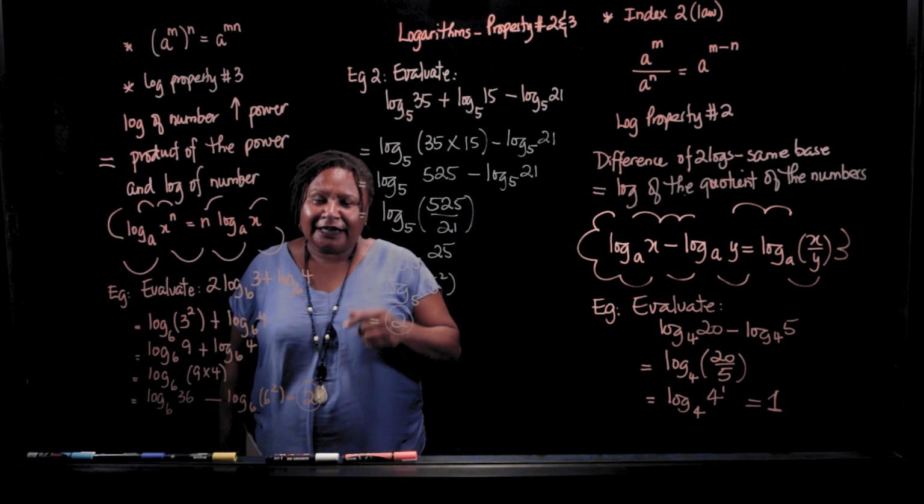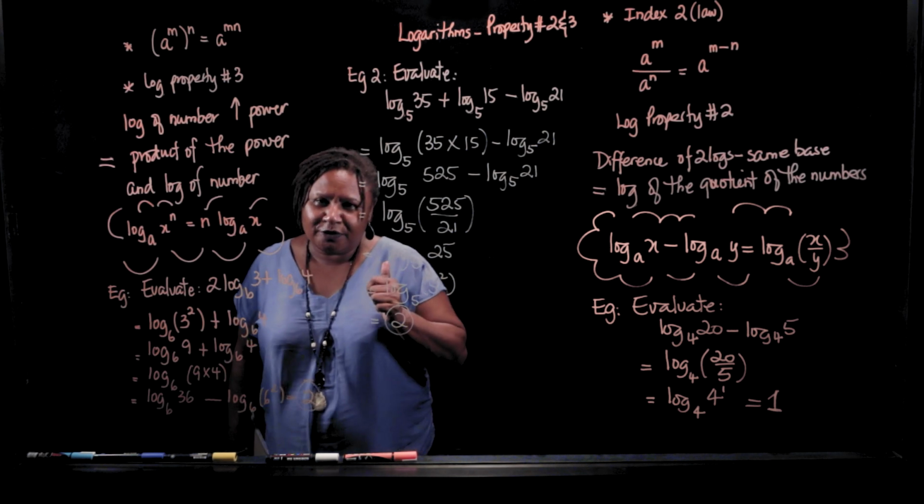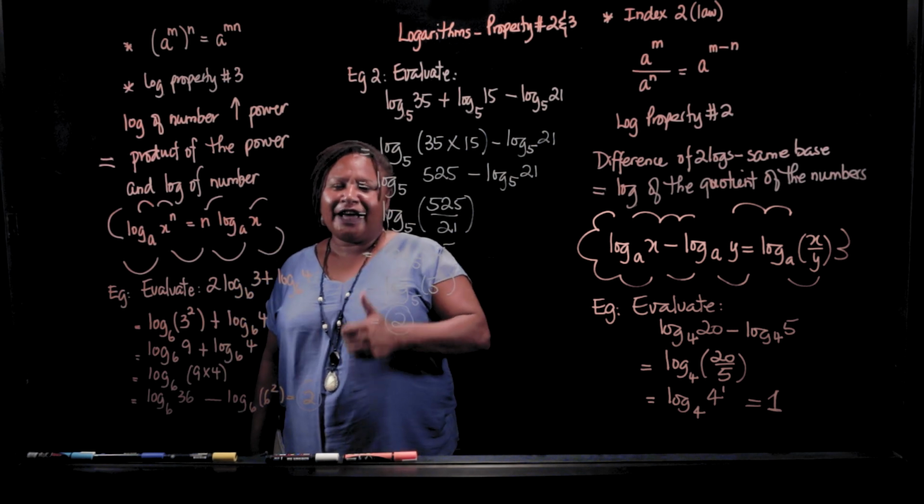Okay, so we have looked at all 3 properties of logarithms in relation to the index laws. In our next lesson, we are going to look at properties 4, 5, and 6.